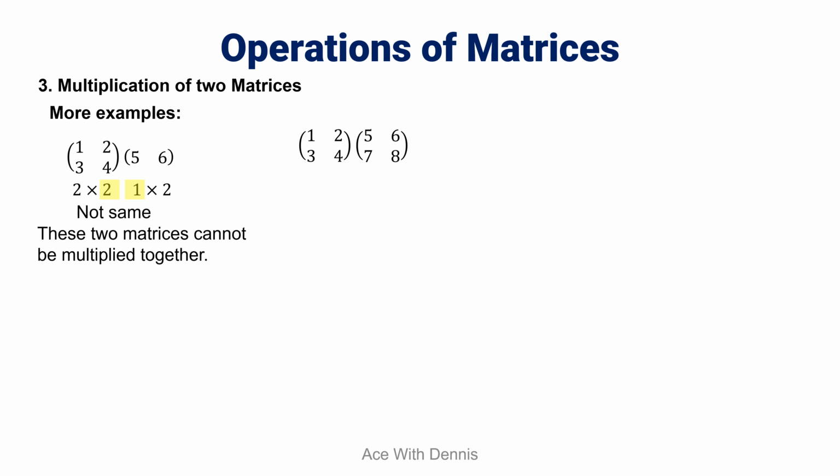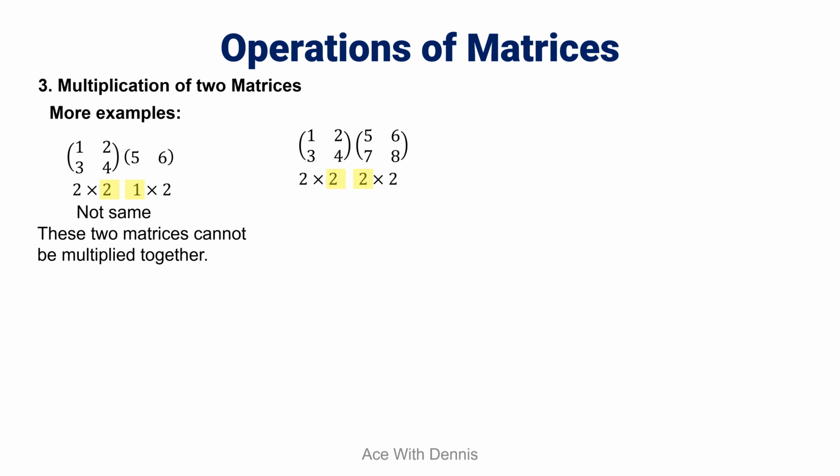Alright, now let's see this example. The first matrix is 1, 2, 3, 4, and the second matrix is 5, 6, 7, 8. So the order for the first matrix is 2 times 2, and the order for the second matrix is 2 times 2 as well. So we check these two numbers together. They are the same. Hence, these two matrices can be multiplied together. Alright, so the next question is how can we multiply these two matrices together?